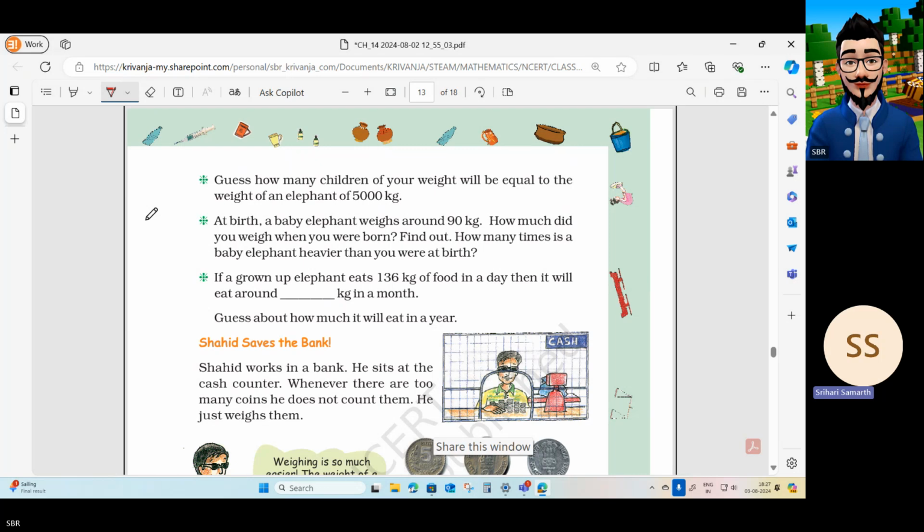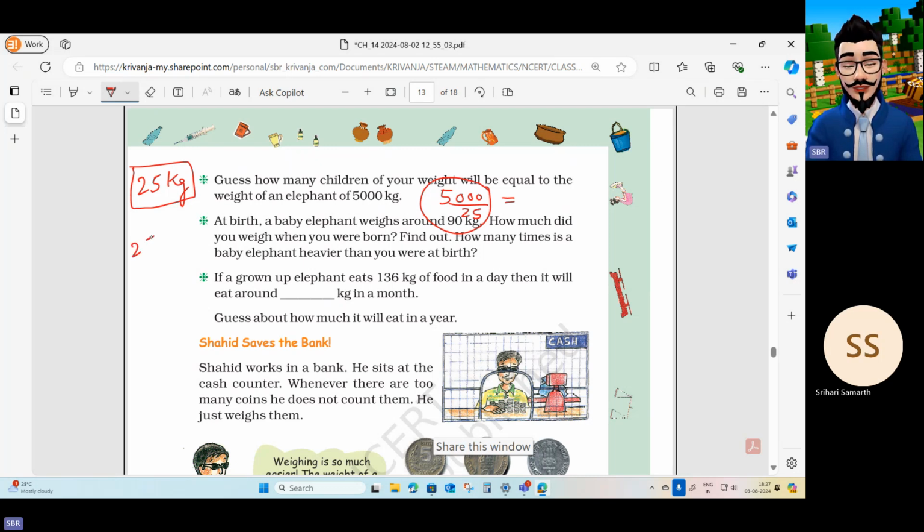Guess how many children of your weight will be equal to the weight of an elephant of 5,000 kgs? What is your weight? I am 20 kgs. 20 kgs or 25 kgs? Let's make our life easy. Let's say that you weigh 25 kgs. Okay. How many Shriharis will be required? 5,000 divided by 25. Very good. Immediately tell this step first: 5,000 divided by 25. And then later you can do your calculation.